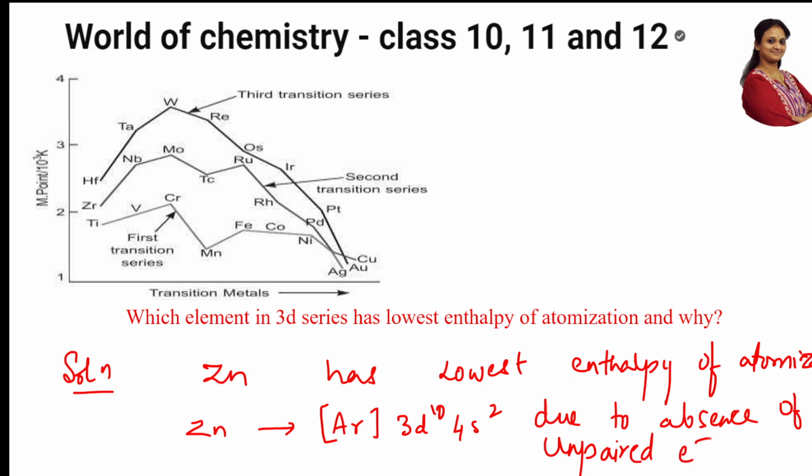Because of this absence of unpaired electrons, it's completely filled. When it is completely filled and highly stable, will it break? Will it separate into atoms? No. A lot of energy is required. So zinc has the lowest enthalpy of atomization. You'll write this reason: zinc electronic configuration is this, and due to the absence of unpaired electrons, it has the lowest enthalpy of atomization. Done. The section is done.